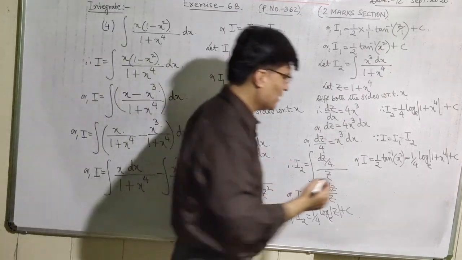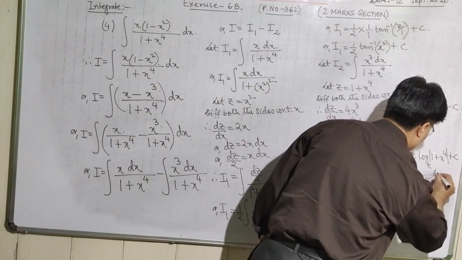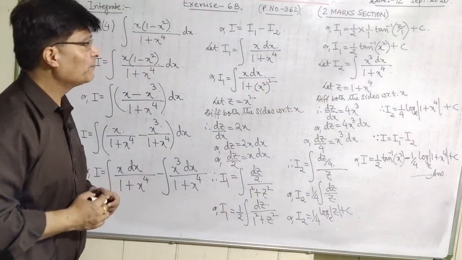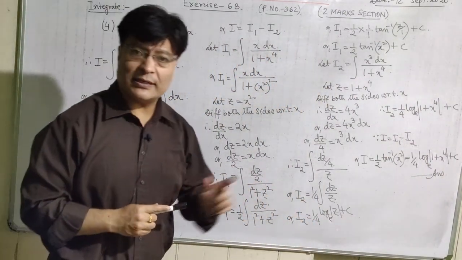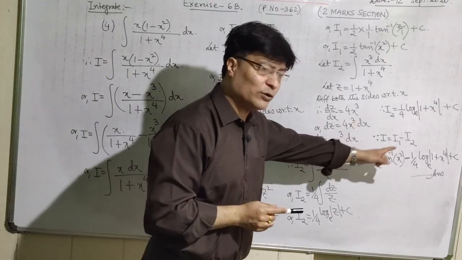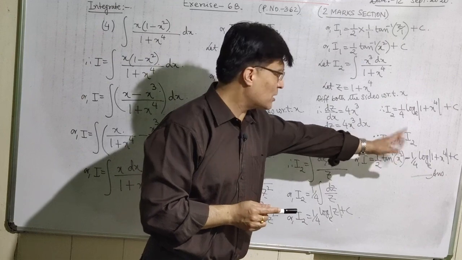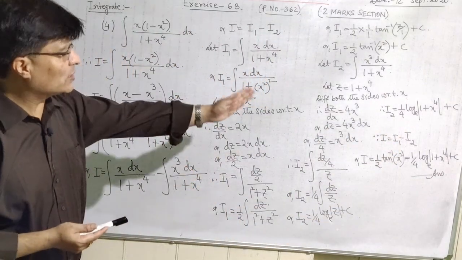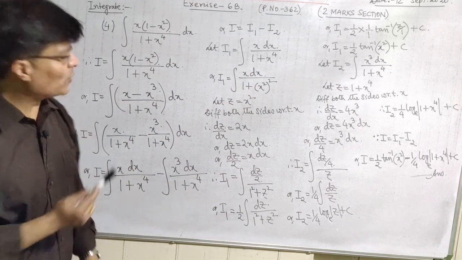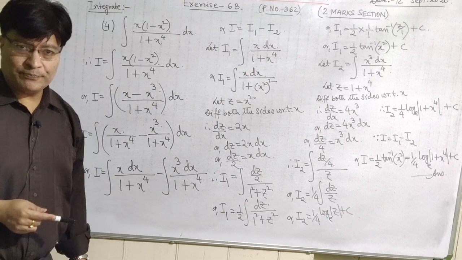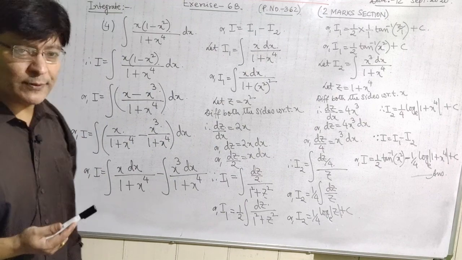So this is the final answer. So the answer is, what is I equal to? It is half tan inverse within bracket x square, then minus 1/4 log within mod 1 plus x to the power 4, base e, then plus c. So this is the final answer. So I think you have understood this question. You have understood this answer also. Okay. So this much is for today.